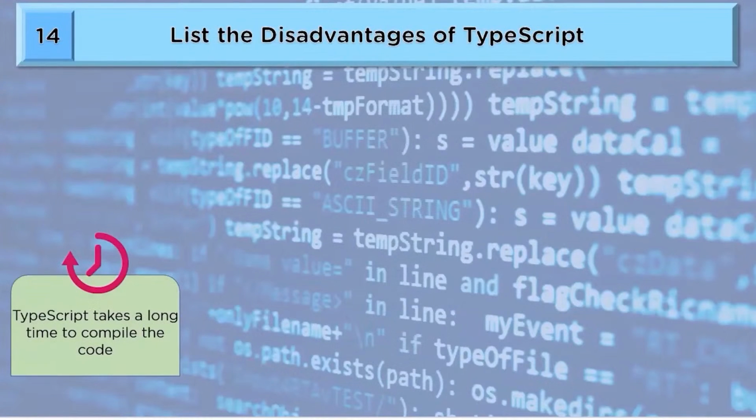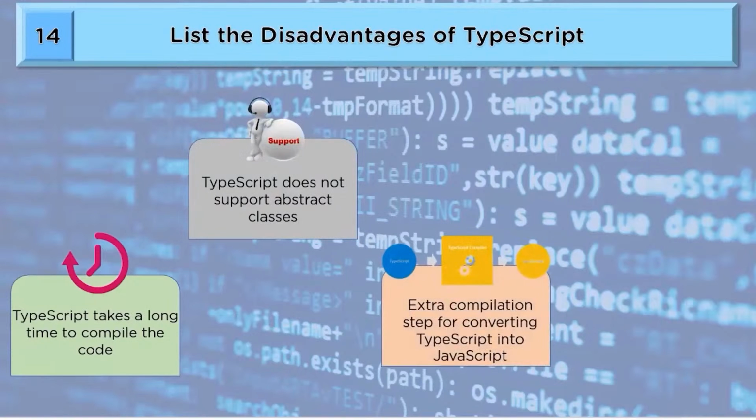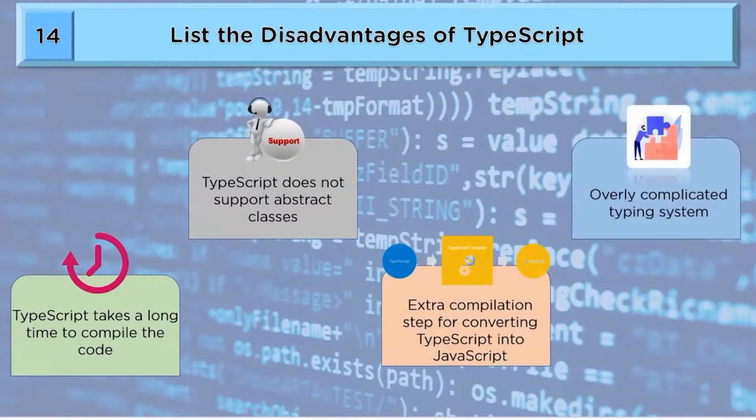TypeScript takes a long time to compile the code. TypeScript does not support abstract classes. An extra compilation step for converting TypeScript into JavaScript. TypeScript has an overly complicated typing system.